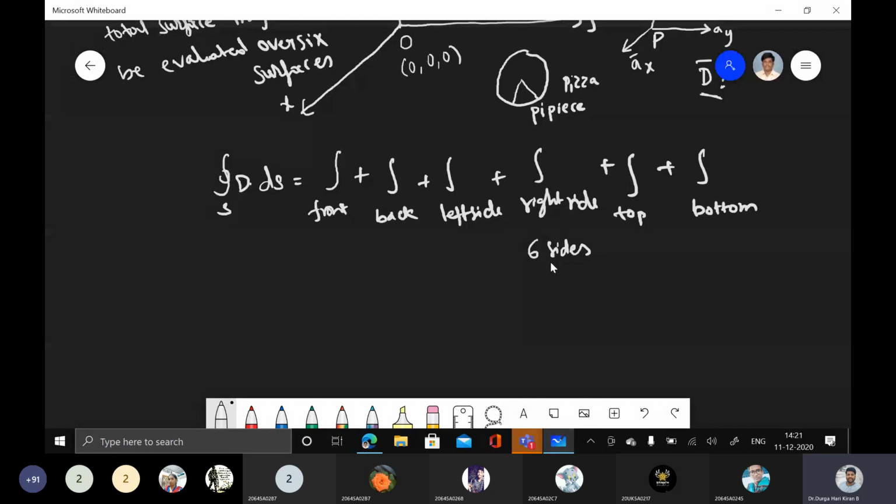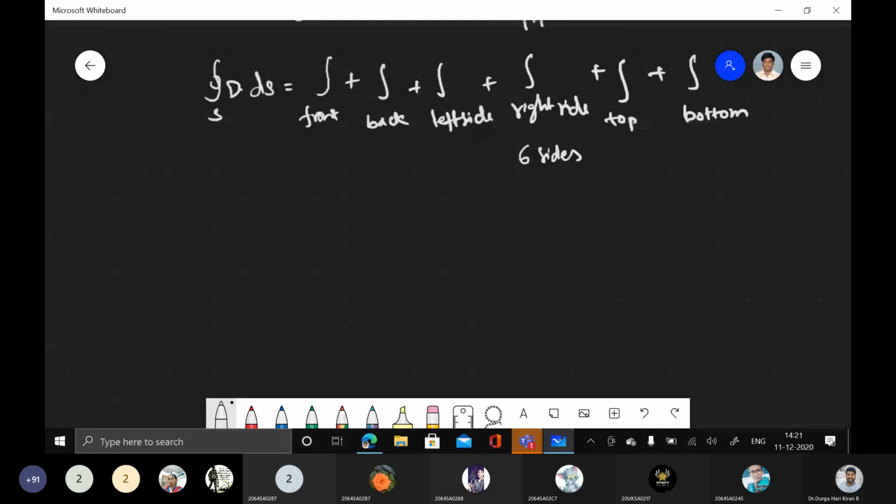Okay, let us consider only the first side, that is, the front surface of the differential element.